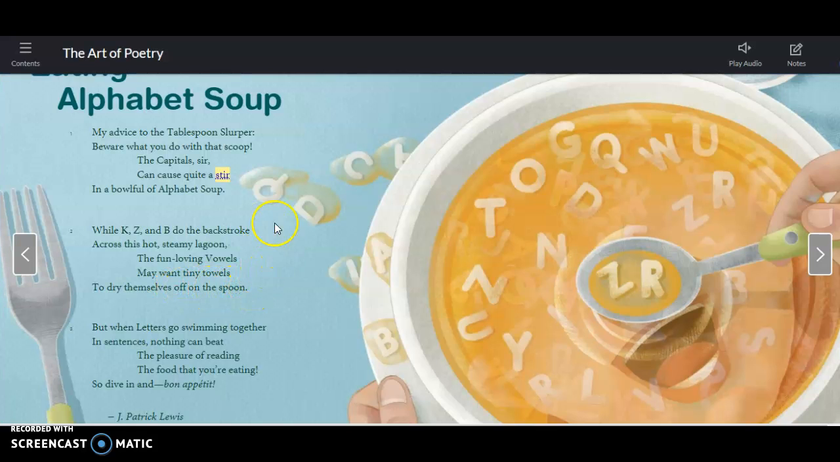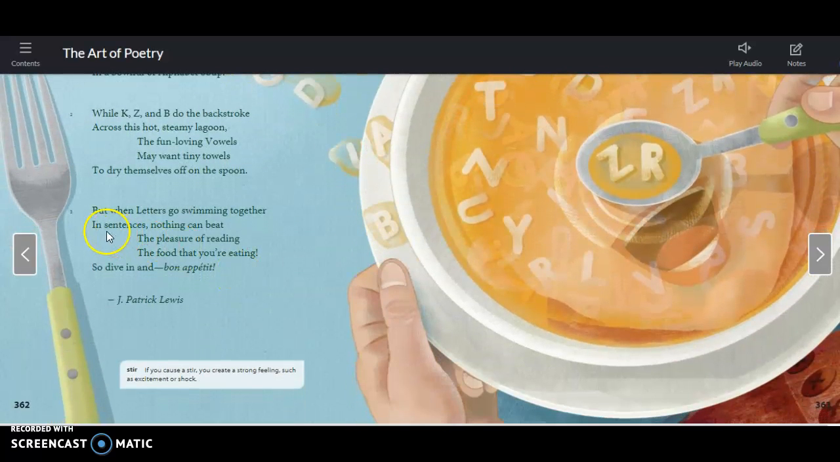What is our rhyme scheme here? We know that we have some lines that rhyme. We have A for backstroke, B for lagoon, C for vowels, C again for towels, and back to B for spoon, because lagoon and spoon rhyme. But when letters go swimming together, again, can letters swim? No, so we know that this is personification.